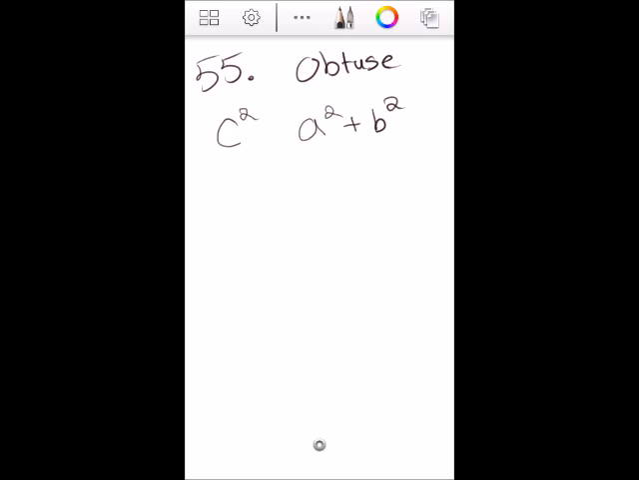In an obtuse triangle, a squared plus b squared has to be smaller than c squared. C squared's got to be bigger in an obtuse triangle. So I'm choosing C. Remember, C has to be the biggest number. So when looking through your four answer choices, I want to choose one that has a large difference between it and the middle one, the B.